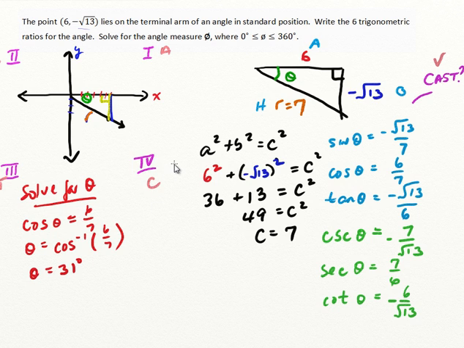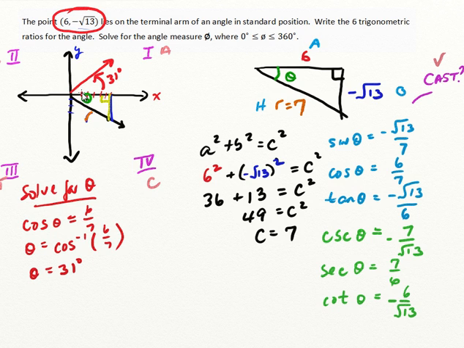Okay, but we need to be careful here, right? If I were to plot the angle 31 degrees in standard position, it would be up here, right there, and that would be in quadrant 1. But clearly, this point does not lie in quadrant 1. It lies in quadrant 4. So we need to come up with the measure of the angle in quadrant 4.